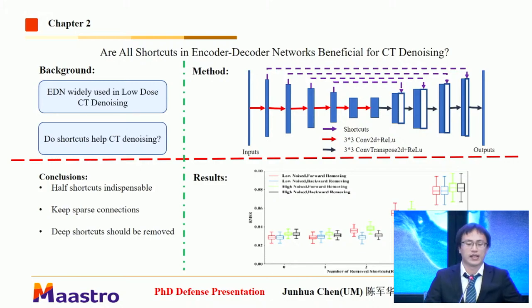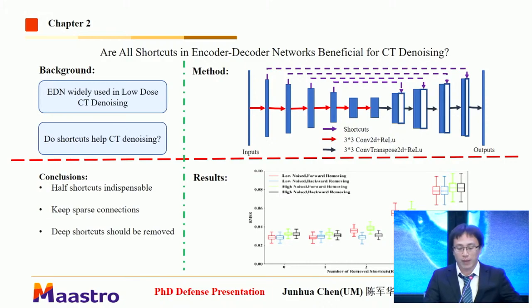In chapter 2, we discuss encoder-decoder networks. An encoder-decoder network is a type of neural network architecture that learns to map input samples to output samples. It is an important architecture of the generator in generative models for low-dose CT denoising. Shortcuts are important for semantic transfer from encoder to decoder. However, some semantics are noise in the denoising task. In this chapter, we investigate the benefit of shortcuts in encoder-decoder networks for CT denoising.